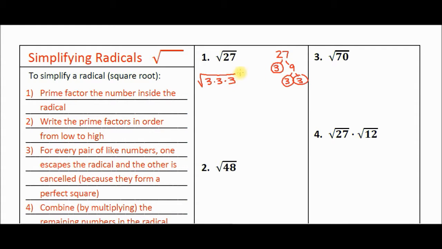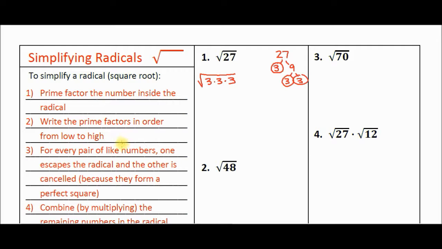And I hope you can agree that the square root of 27 is exactly the same as the square root of 3 times 3 times 3. If you multiply these together in your calculator, 3 times 3 is 9, times 3 is 27. So we see that these two expressions are equal or equivalent.